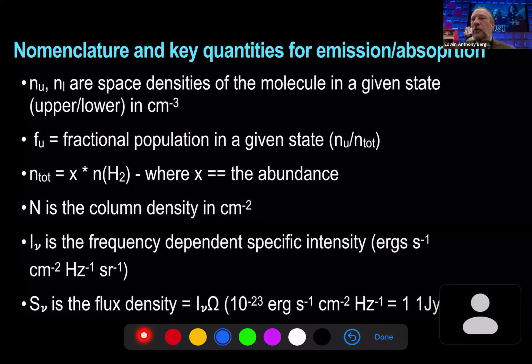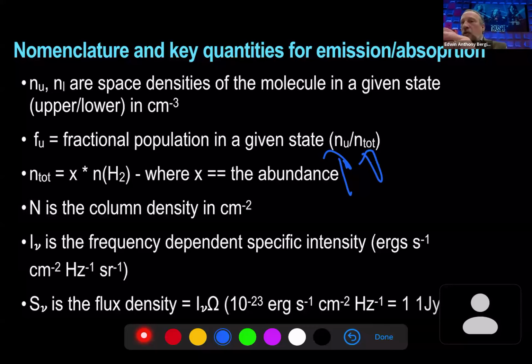Okay, so I have an upper and lower state density in particles per centimeter cubed. I can also define something called the fractional population, where I have the total density of the molecule and the number density of molecules that exist in a given state. So maybe 10% of the CO molecules are in the J=1 state.